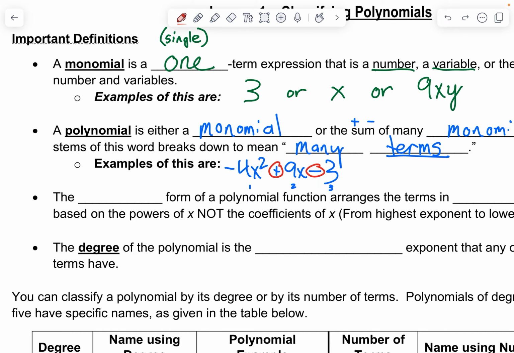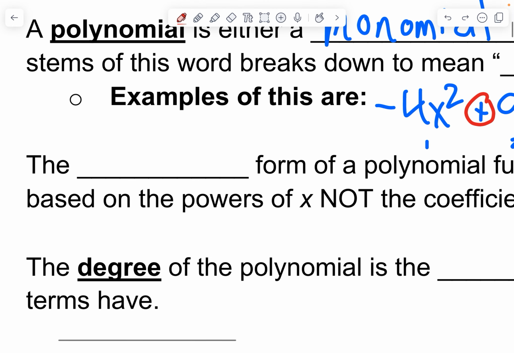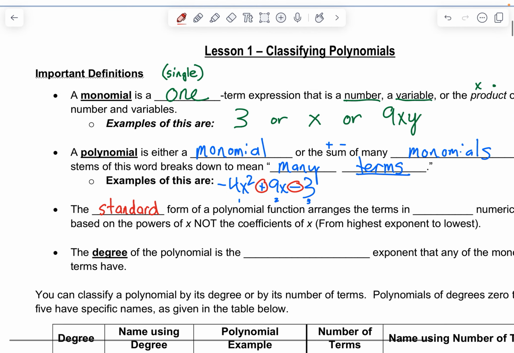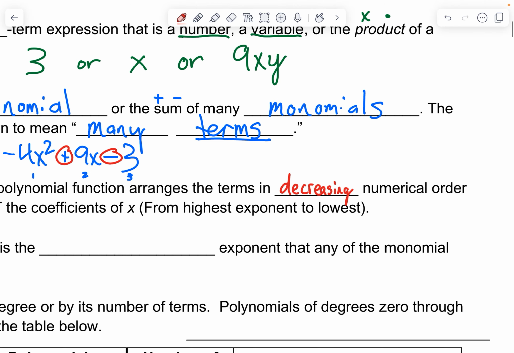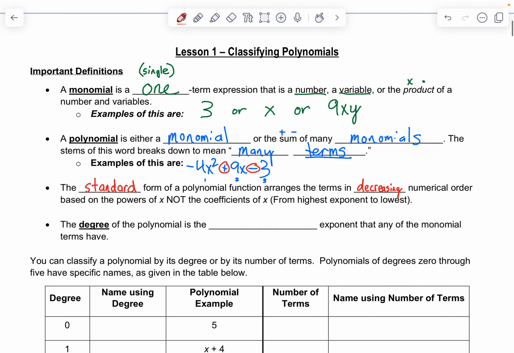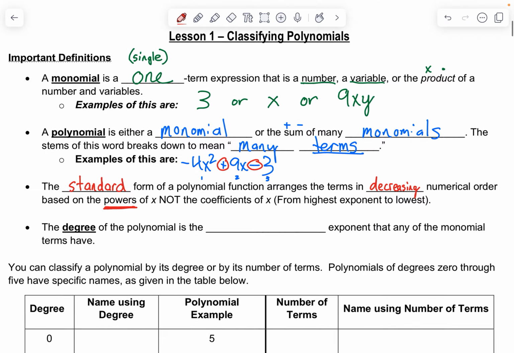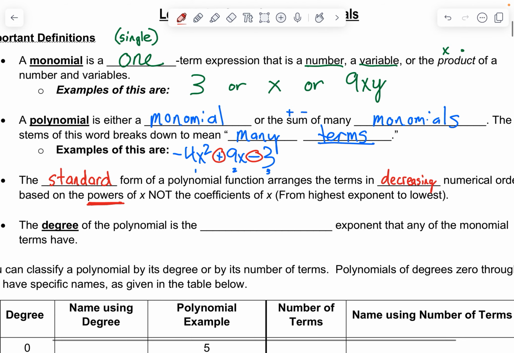Okay, so to finish up some of these vocab things, here's another thing that we have looked at before. It is standard form. The standard form of a polynomial function arranges the terms in decreasing, you can also say descending, numerical order based on the powers. And that's the key word right here, powers, not the coefficients. So you're looking at exponents when you're putting polynomials in standard form. You want the highest to lowest exponent.